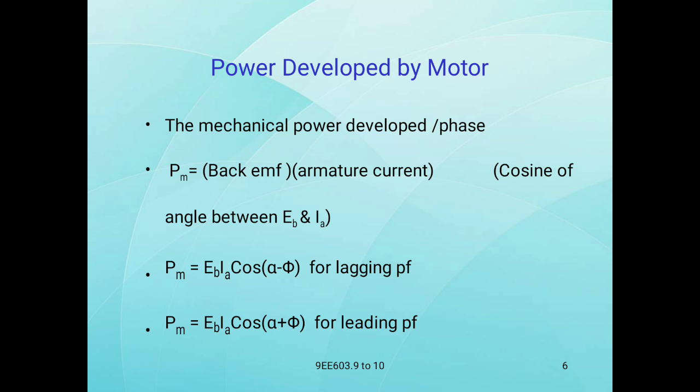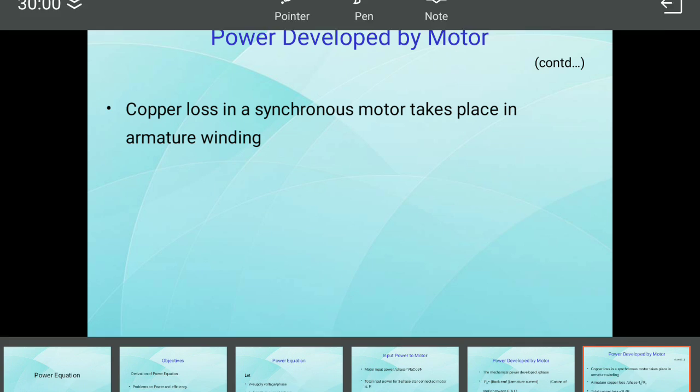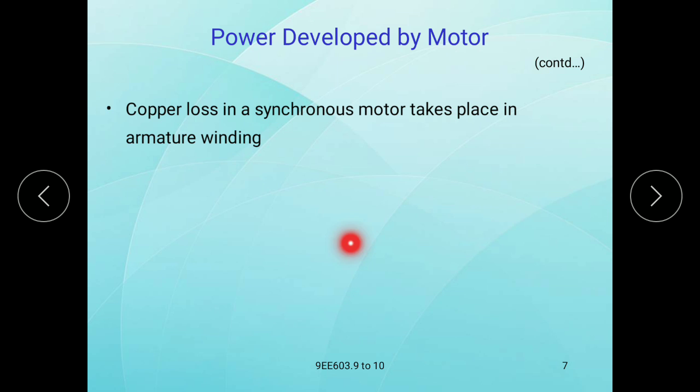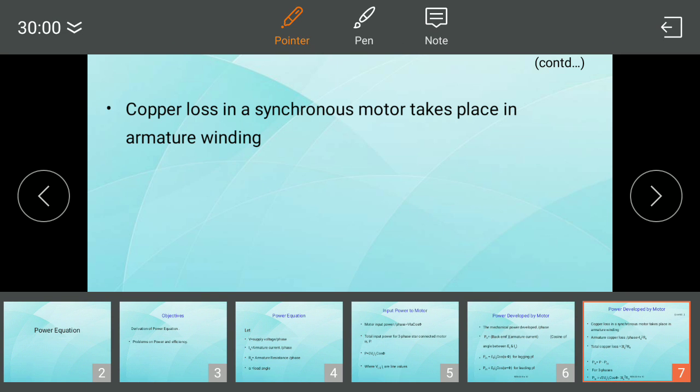The mechanical power developed by the motor. Here copper losses in a synchronous motor take place in the armature winding.